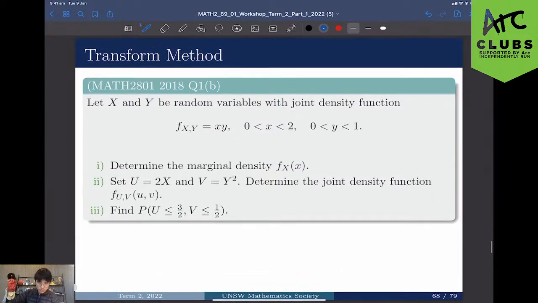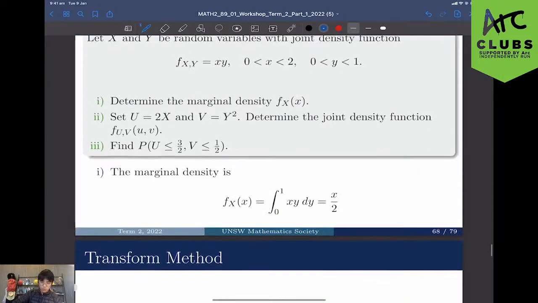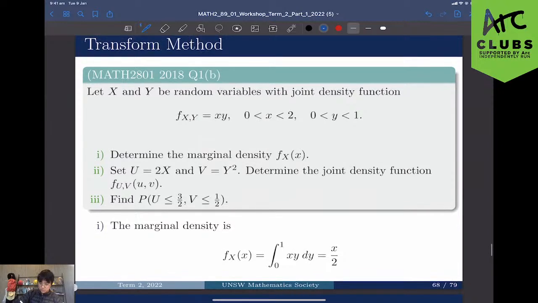So if we have two random variables x and y with this domain, so this is just a rectangle between 0 and 2, and y equals 1, so it's just this rectangle area. Determine the marginal density f_X. So that's pretty straightforward. All we have to do is integrate with respect to y over y's domain. We've done it before, and we get x on 2.